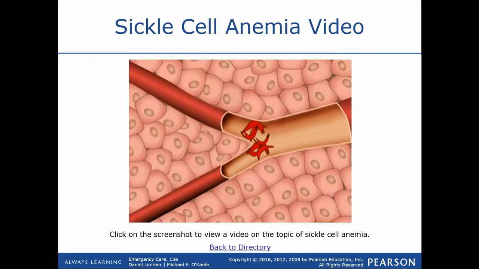So as you can see, sickle cell anemia is a pretty nasty disease. Unfortunately, there are no cures for it. Patients who are diagnosed with this will tell you right away that they're having a sickle cell crisis. And again, just treat the patient's primary complaints, providing any comfort care that's available at the time.